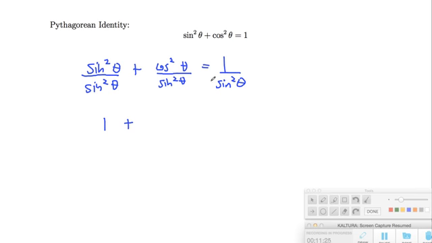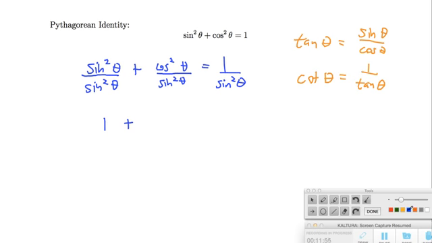Cosine over sine, well, remember that tangent of theta, as I wrote before, is sine over cosine. And then remember the reciprocal identity, cotangent of theta is 1 over tangent of theta. So if we have cosine over sine, that's just tangent flipped, which is going to be cotangent. And since it's squared, we're going to square it. Cotangent squared theta. And lastly, 1 over sine squared.